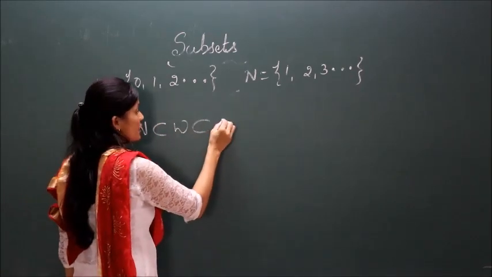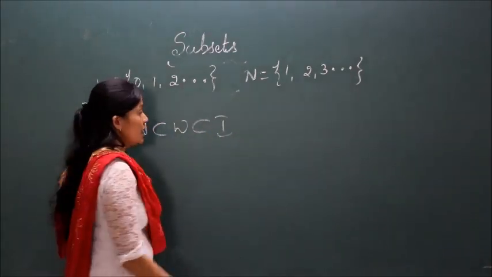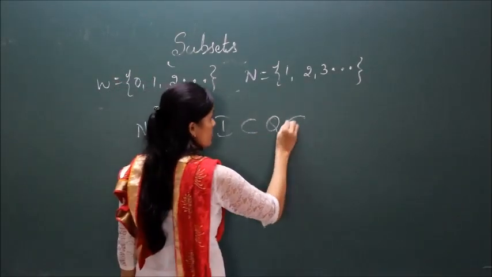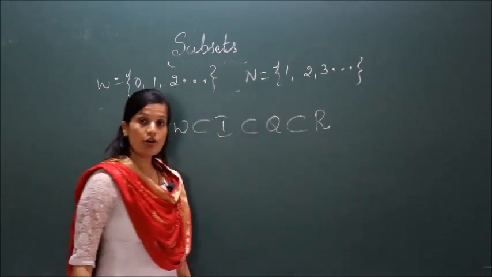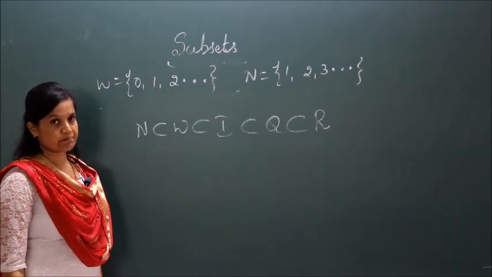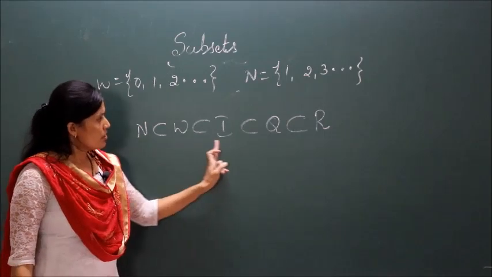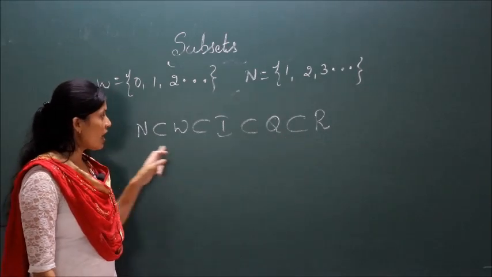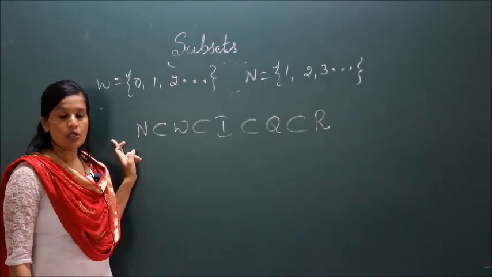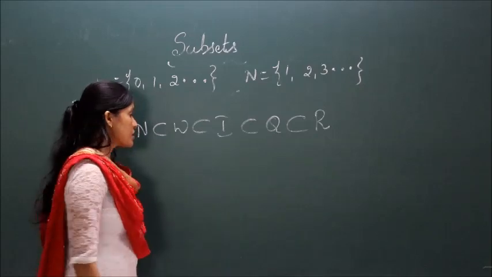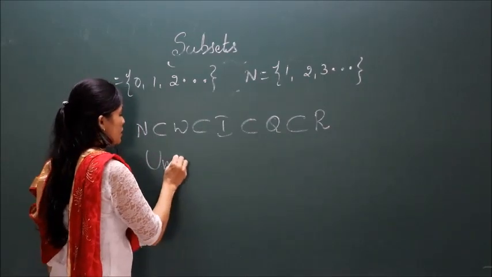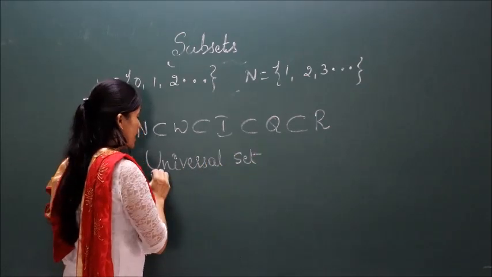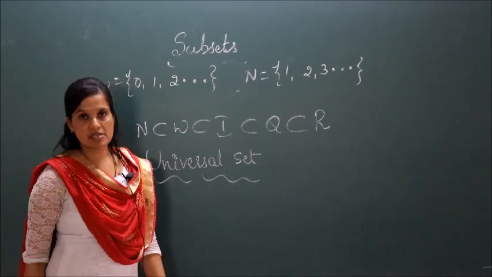Whole numbers are a subset of integers. Integers are a subset of rational numbers. Rational numbers are a subset of real numbers. See here, the biggest set is the set of real numbers, which contains all the other sets. So this set R is called the universal set. I can call the set of real numbers the universal set.